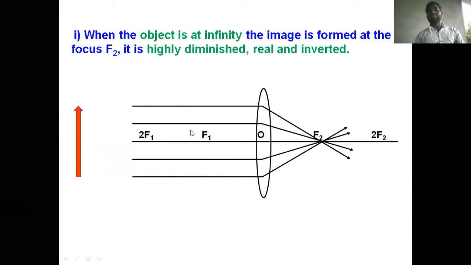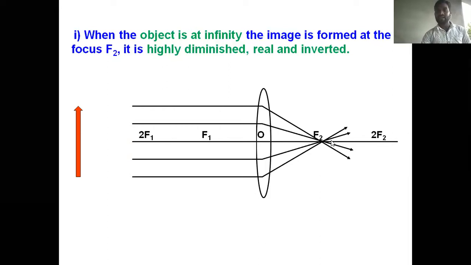So what about our first rule? If any light ray travels parallel to the principal axis, after refraction through a lens, it passes through the focus point. See, these rays are incident at different positions on the lens. After refraction, they pass through the focus point, and where all the refracted rays meet, that point we can call the image point. That means where all the refracted rays meet, that point gives the position of the image.